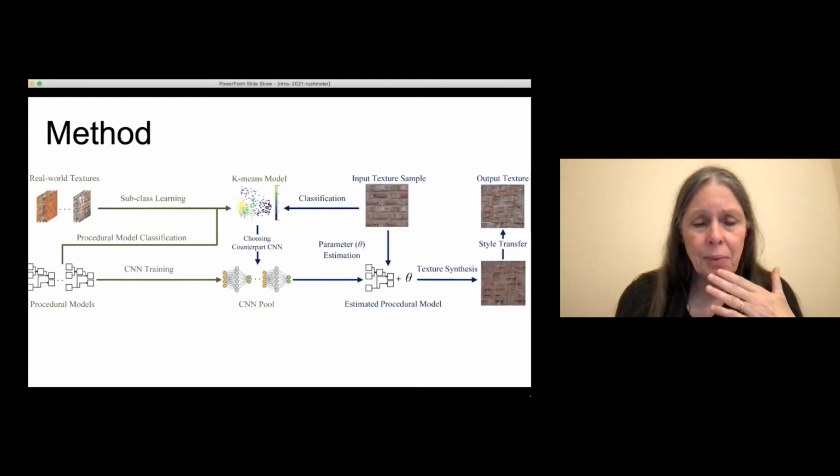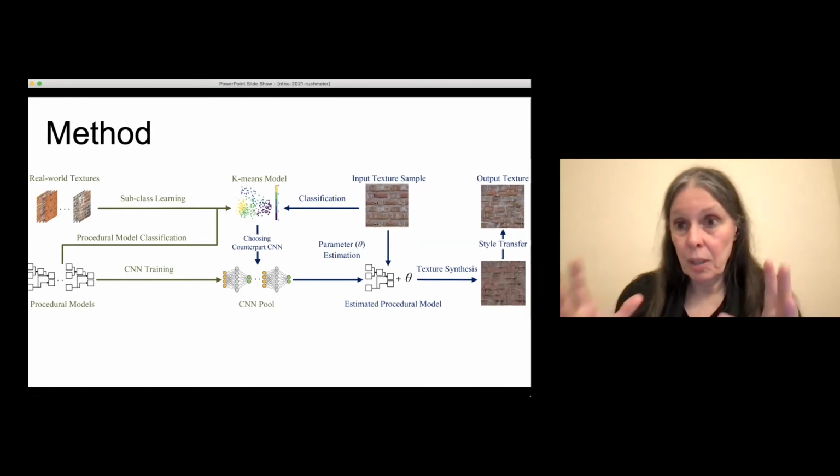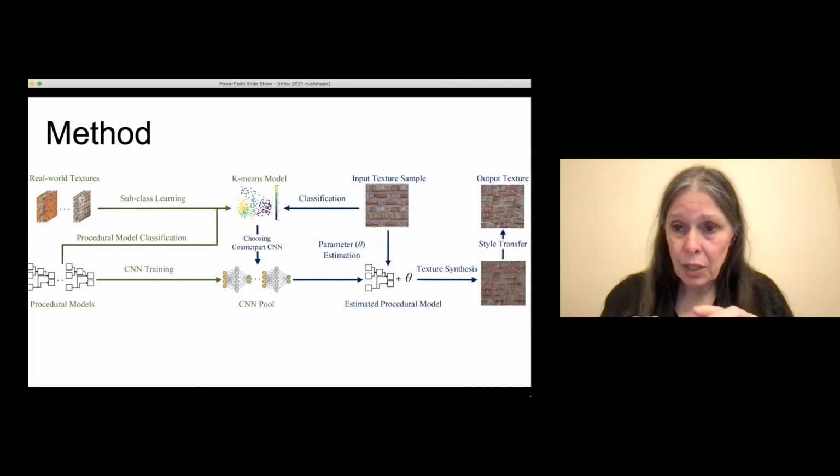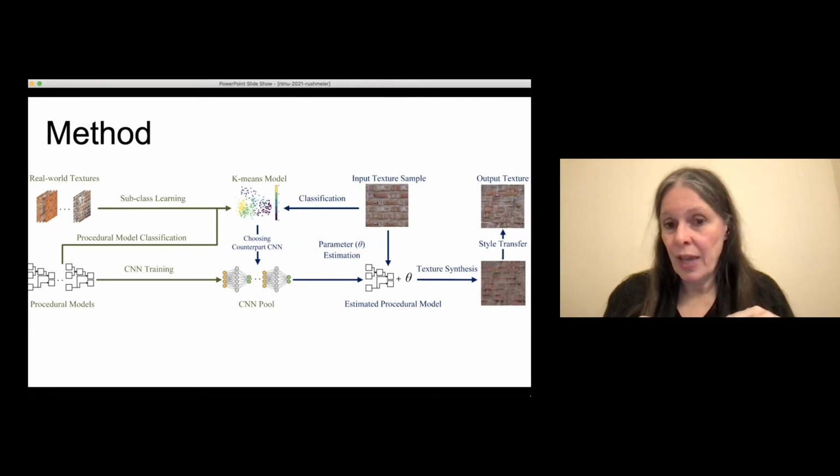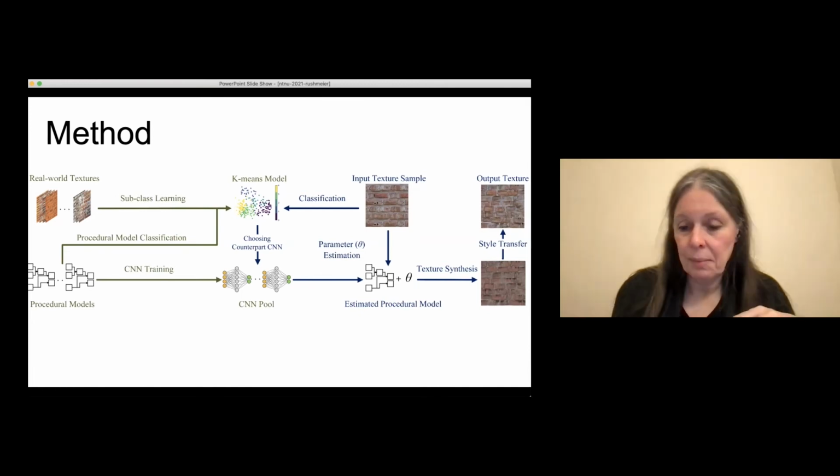So basically what we did is, for a number of classes, we took a huge number of examples of that class and did unsupervised learning to find subclasses within that class. So that when we have our sample, we can automatically find what subclass it goes into. And with that, we're going to find the best procedural model that we have for that subclass, and then estimate parameters to give the final estimated procedure.